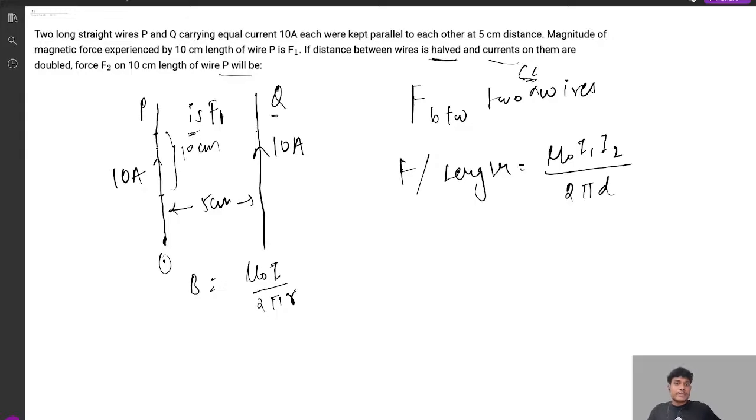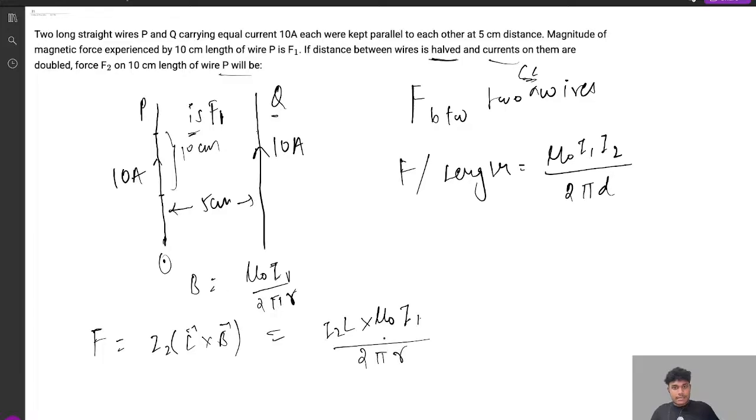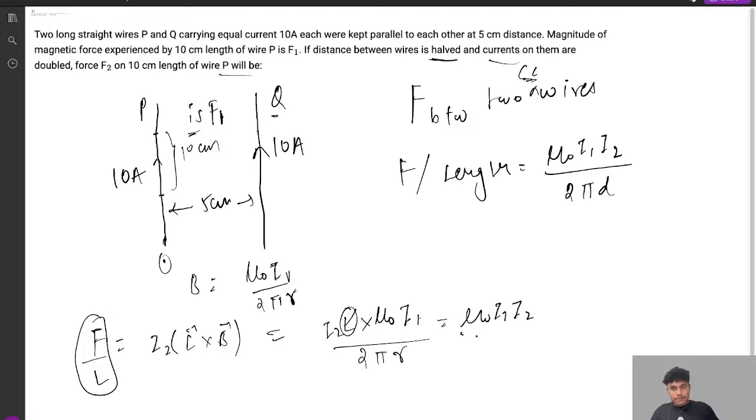And what is the force experienced by a current carrying wire in the magnetic field? That is I into L cross B. If you put this B here, that is I into L into, if I say this L1 and this as L2, I L into B, that is mu naught I1, sorry I2, I1 and here is I2, upon 2 pi r. If you take this L in the denominator, then the force per unit length is equal to mu naught I1 I2 upon 2 pi r. That is similar to this.